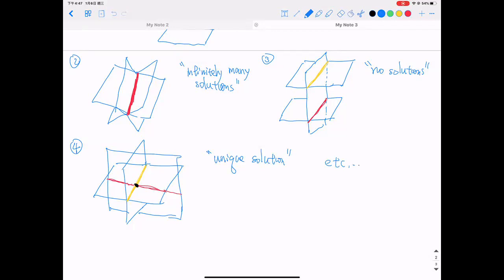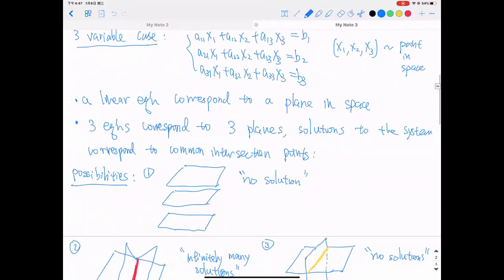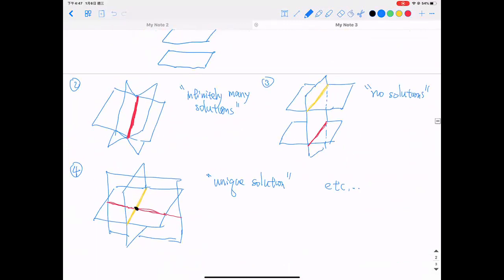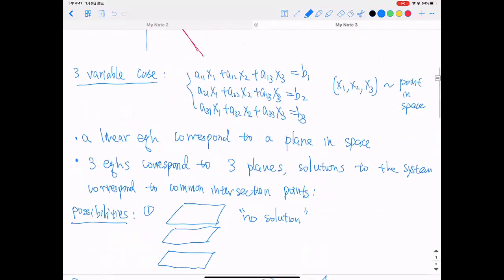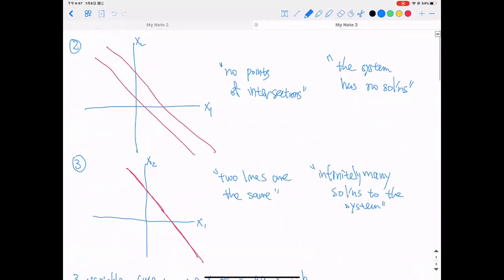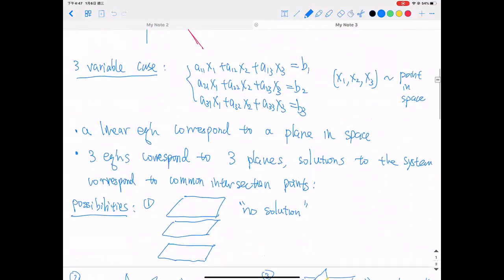So what this is meant to say is that in some cases, in two-variable or three-variable cases where you have clearly visible geometric interpretations of linear equations, you can think of solutions to linear equations as common intersection points, as I say here, of these geometric objects.